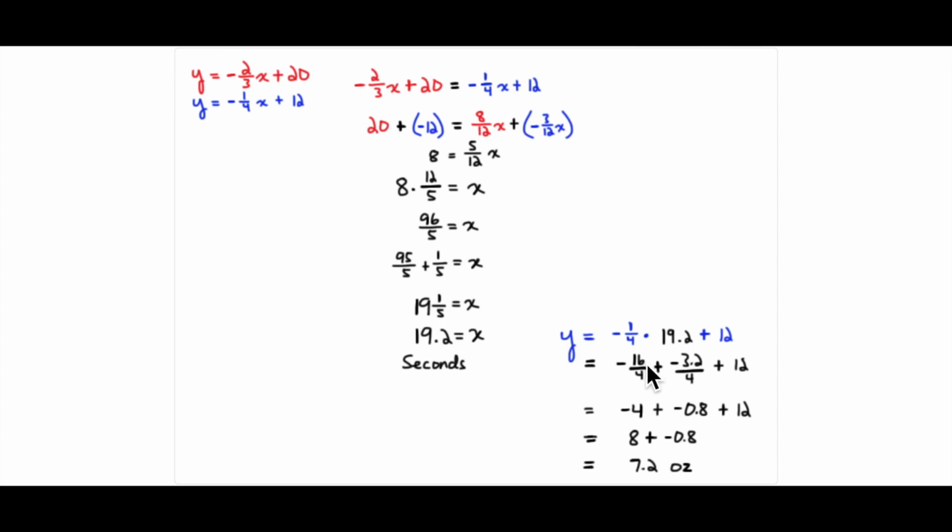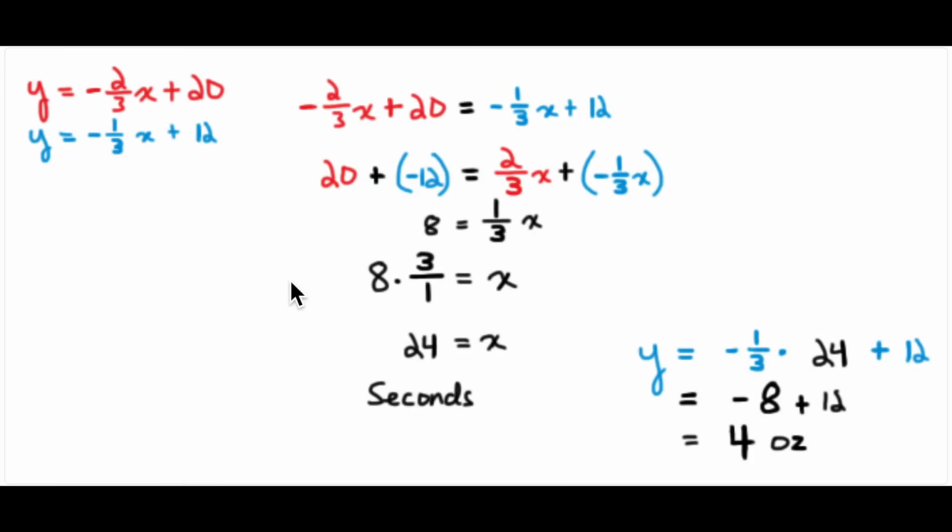So I pull out 16 fourths. I know that that's 4. I'm left with 3 2/10 fourths. Well, 3 2/10 divided by 4 is 8/10. So -4 plus 12 is 8. And you have a -8/10 to take away from that 8. You're left with 7 2/10. I'm not going to go into this detail for the rest of them, but I just want to use this as an example.